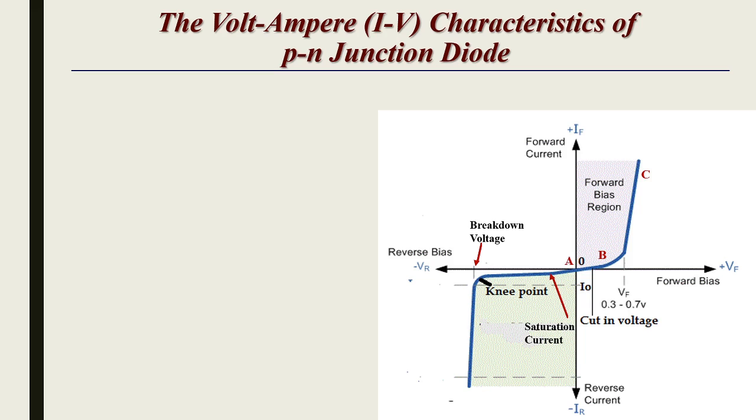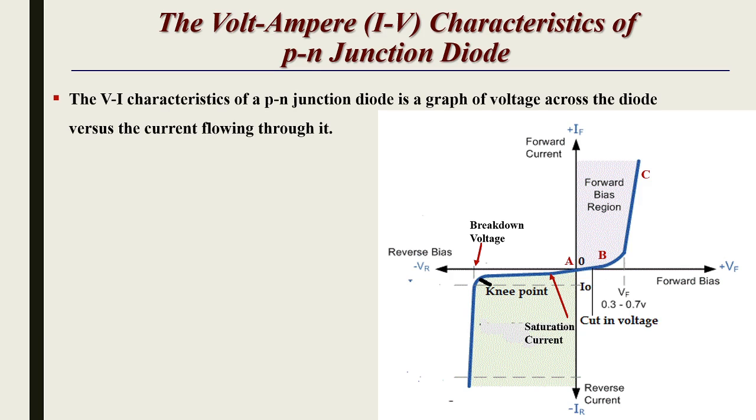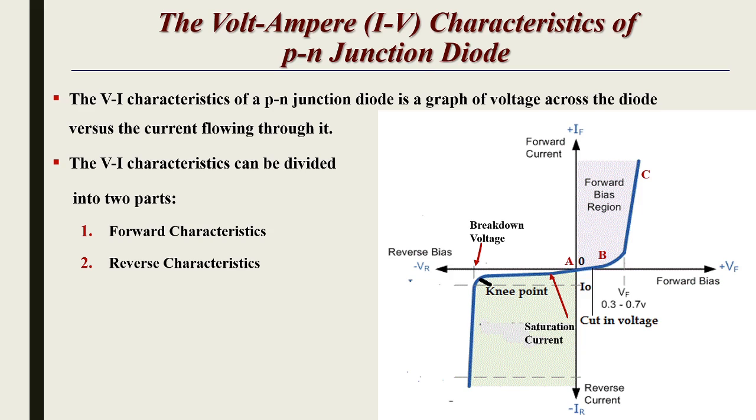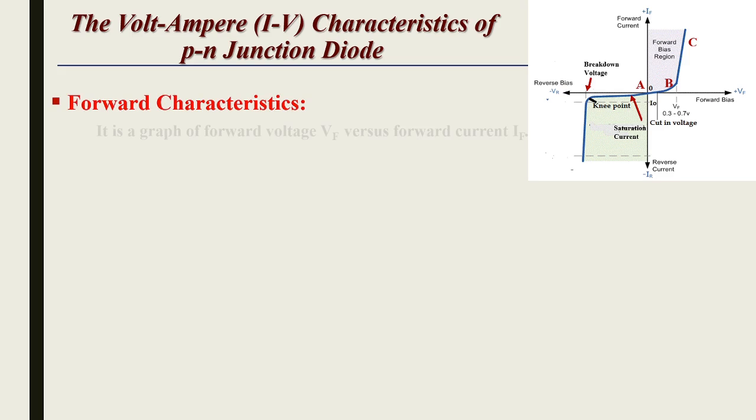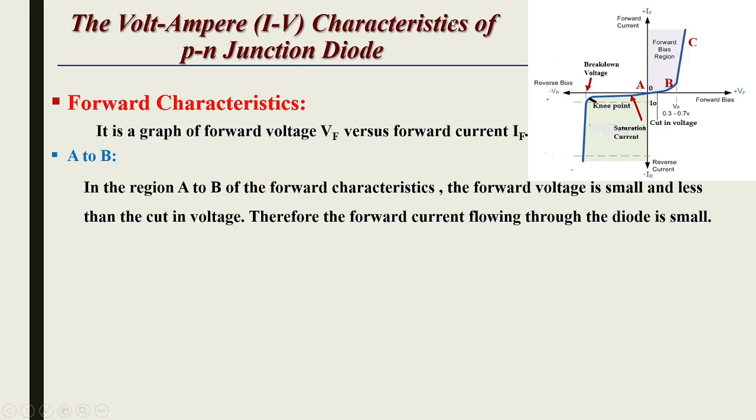So here are the voltage ampere or IV characteristics of the PN junction diode, that is forward and reverse characteristics of the diode. The IV characteristics of a PN junction diode is a graph of voltage across the diode versus the current flowing through it. So here the IV characteristics can be divided into two parts, that is forward characteristics and reverse characteristics. Let's see first the forward characteristics. It is a graph of forward voltage VF versus forward current IF. So this is the forward characteristics. In this region, the diode is forward biased. So first, that is in the region of A to B.